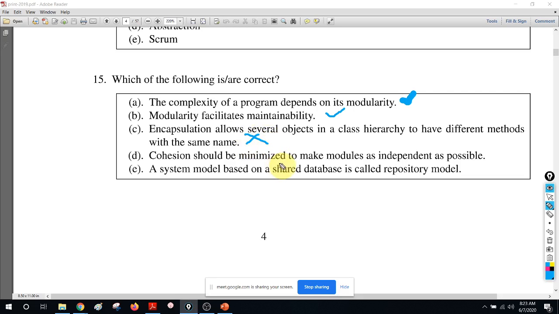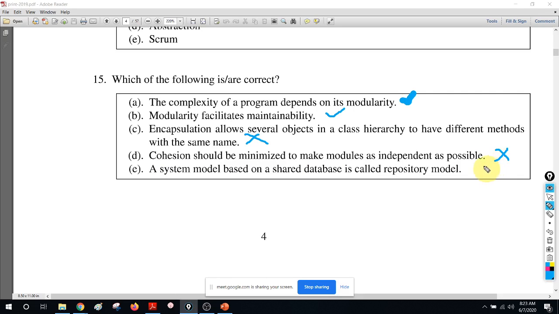Cohesion should be minimized. So this is coming from your semester 2 programming, and also object-oriented system analysis and design in your other subject. That is why we didn't discuss those things. Cohesion should be minimized. No, cohesion must be high, right? Cohesion must be high. You must minimize the coupling.